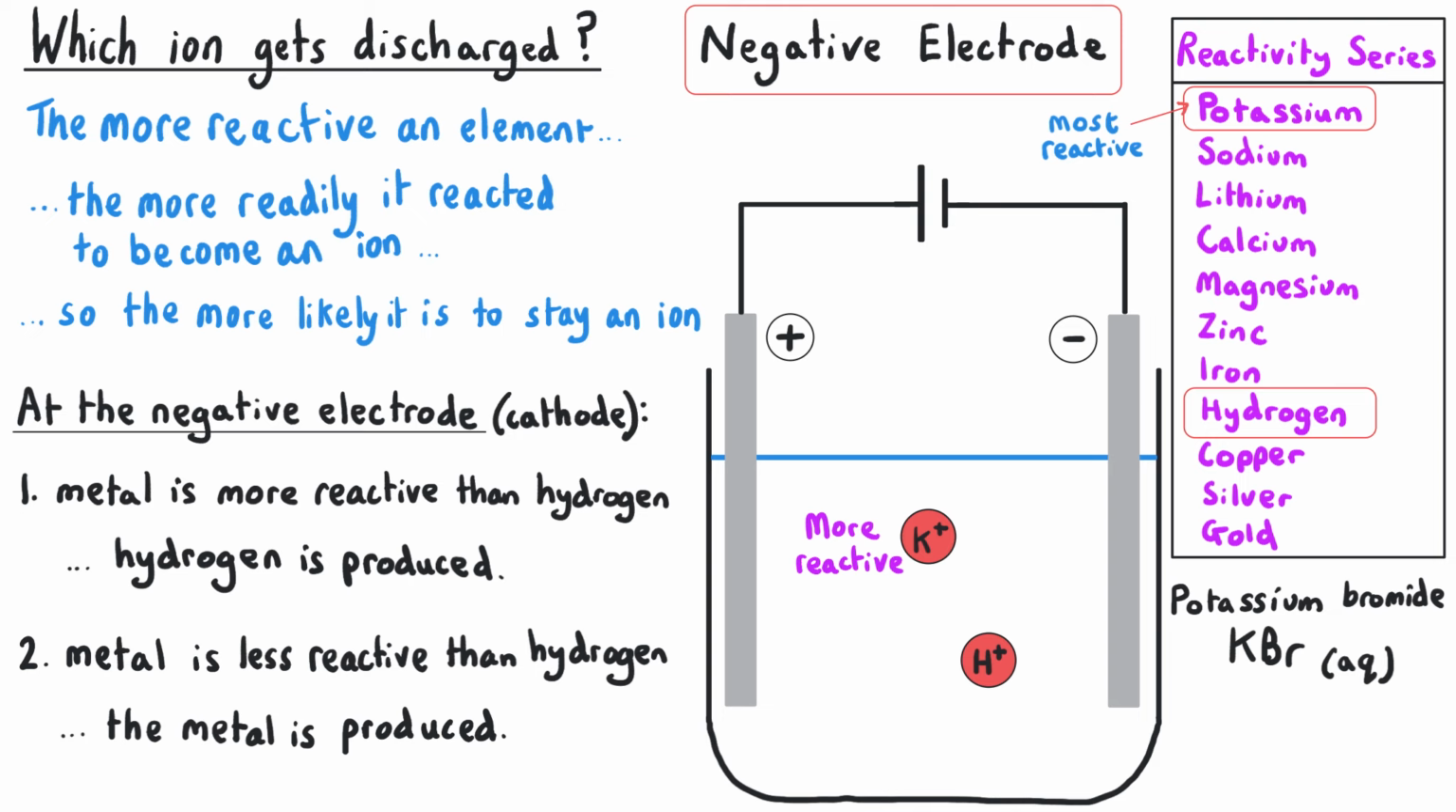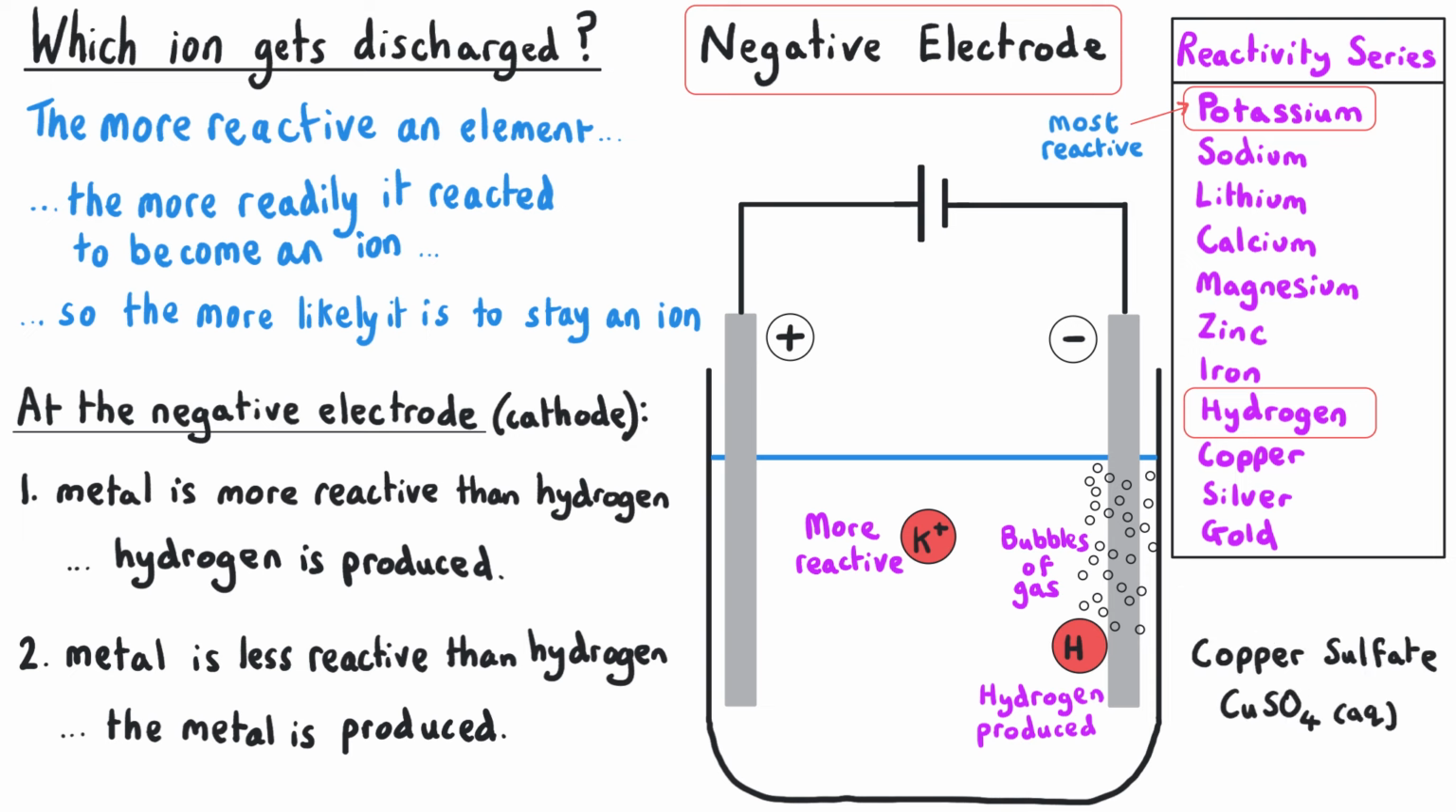And so the hydrogen will be the ion that is discharged, and so hydrogen will be produced at the negative electrode, and we will see bubbles of gas. We wouldn't know that it was hydrogen without testing it, but we would definitely see the bubbling.